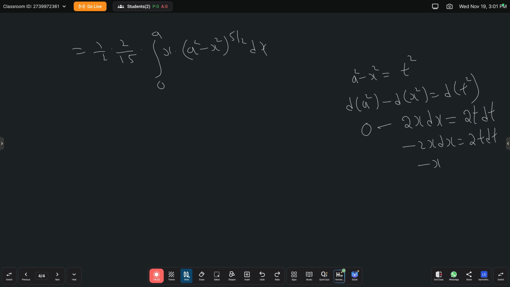Cancel 2 on both sides. Minus x dx is equal to t dt. From this, x dx is equal to minus t dt.